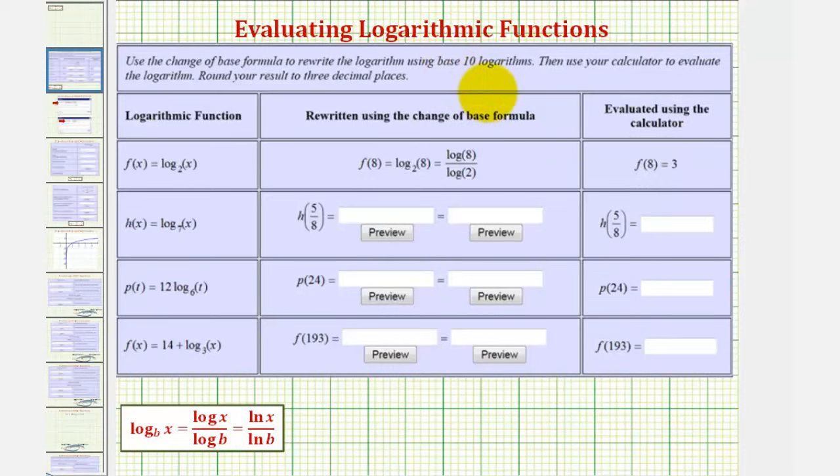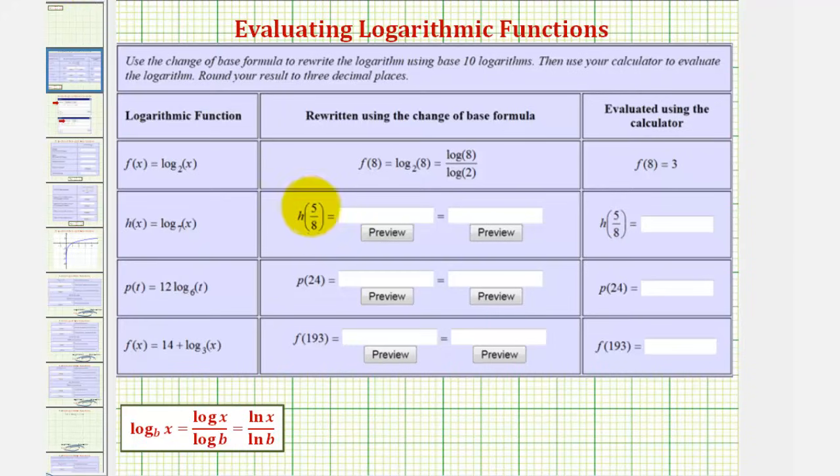Now we'll look at three examples of evaluating log functions using the change in base formula. And for these examples, we'll be using the common log when using the change in base formula. So this first row is an example already worked out for us. Our first function is h of x equals log base 7 of x. We want to determine h of 5/8.